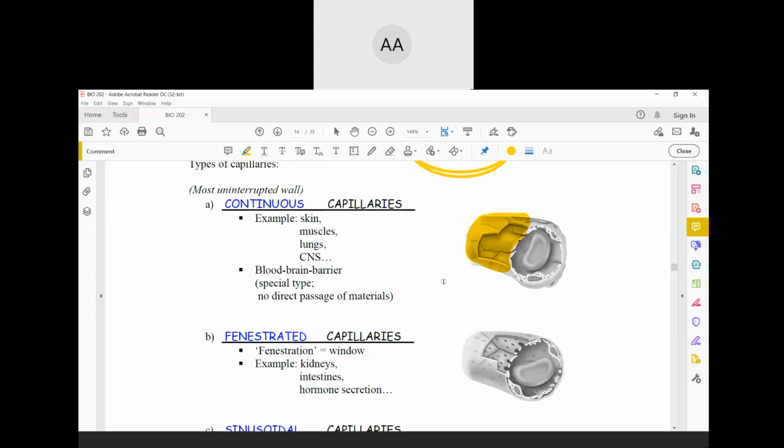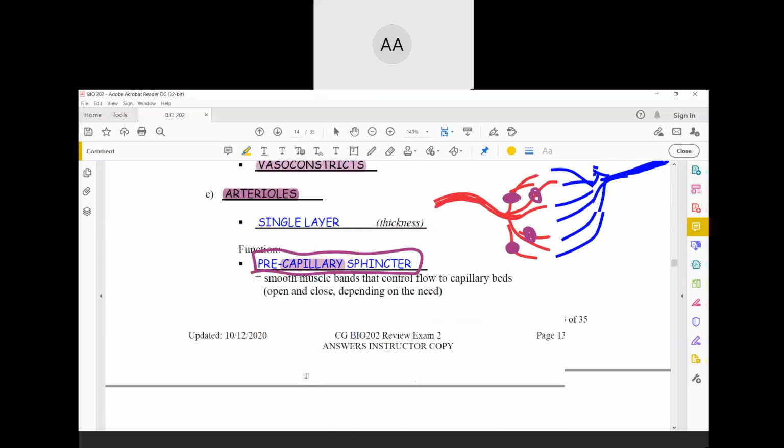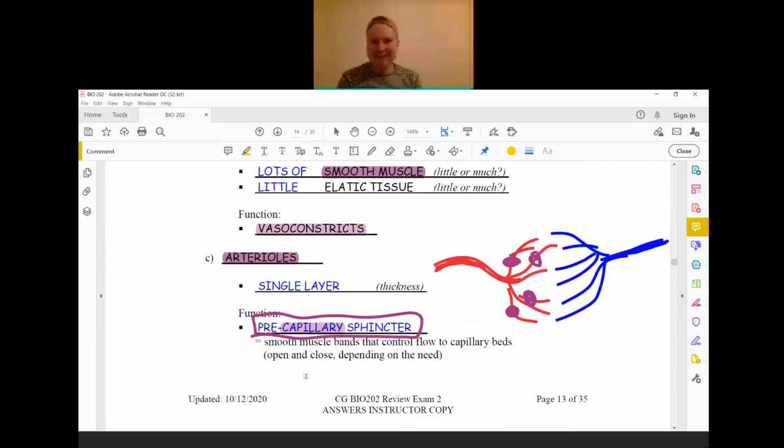The next. Can you go back, please? Sorry. Can you go back? Further back? Yeah. To here? No, it's fine. It's right there. Take your time. So these were the sphincters. They opened and closed, choosing which of these capillaries are open. Okay, you can continue now.